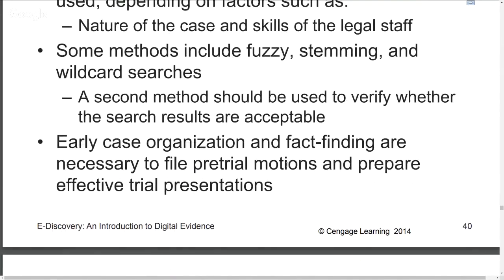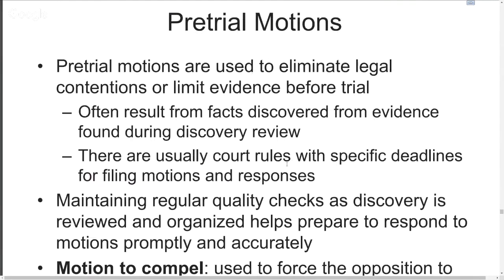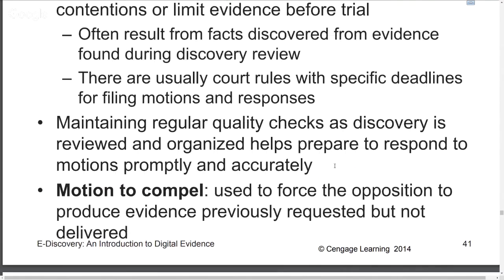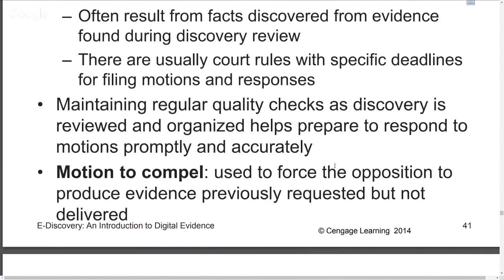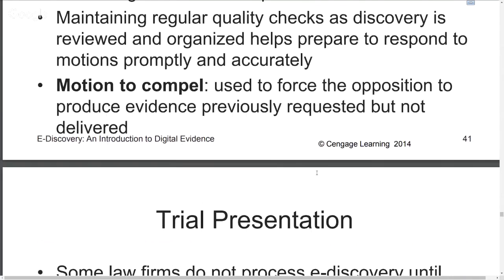Early case organization and fact finding are necessary for pretrial motions and to prepare effective trial presentations. Pretrial motions are used to eliminate legal contentions or limit the evidence before trial, and they often result from facts discovered from evidence during the review. They are usually governed by court rules with specific deadlines for filing motions and responses. Maintaining regular quality checks as discovery is reviewed and organized helps you prepare and respond to these motions promptly and accurately. A motion to compel forces the opposition to produce evidence previously requested but not delivered.